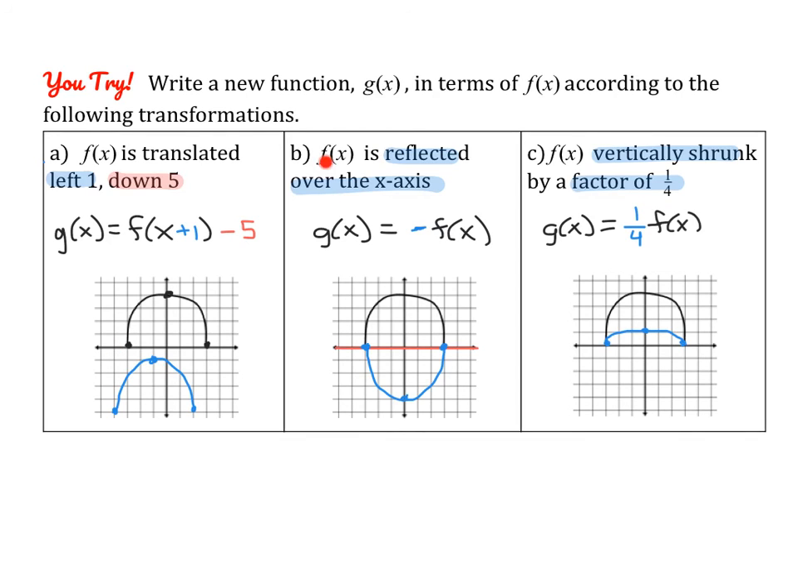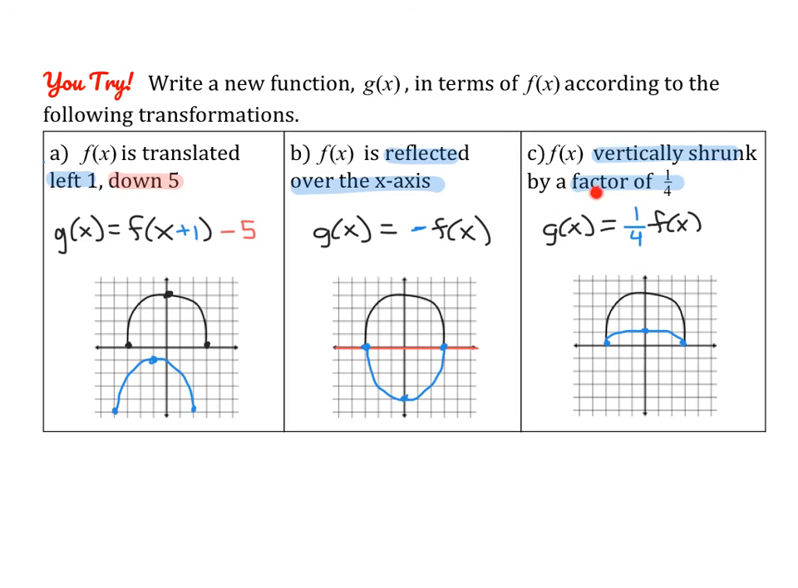Part B, f of x is reflected over the x-axis. So to reflect over the x-axis, you actually multiply the f of x by -1. So notice it's on the outside of your parentheses. It is not grouped with x. So this is what your reflection would look like. Notice the x-axis is that line of symmetry.